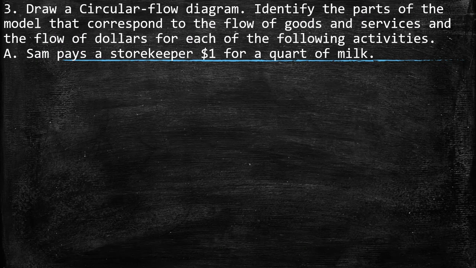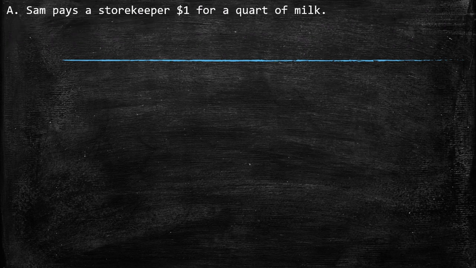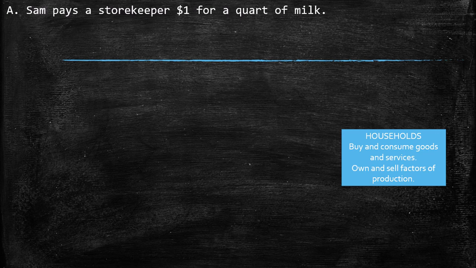Okay, the third: draw a circular flow diagram. Identify the parts of the model that correspond to the flow of goods and services and the flow of dollars for each of the following activities. So the first activity is Sam pays a storekeeper $1 for a quart of milk. First we have to go to households, where Sam belongs. In this case, they buy a consumer good and service. He is buying a quart of milk.